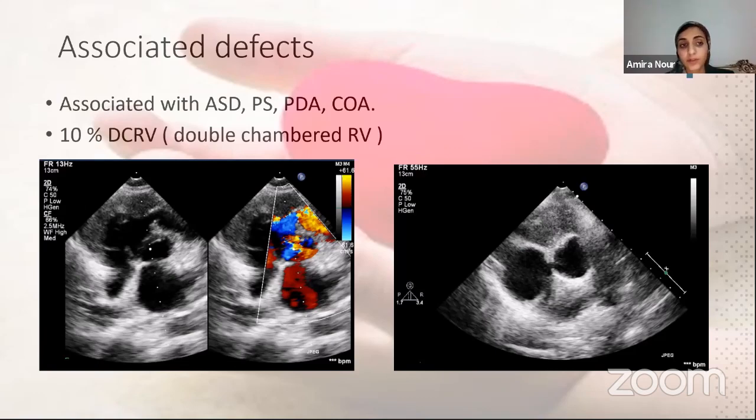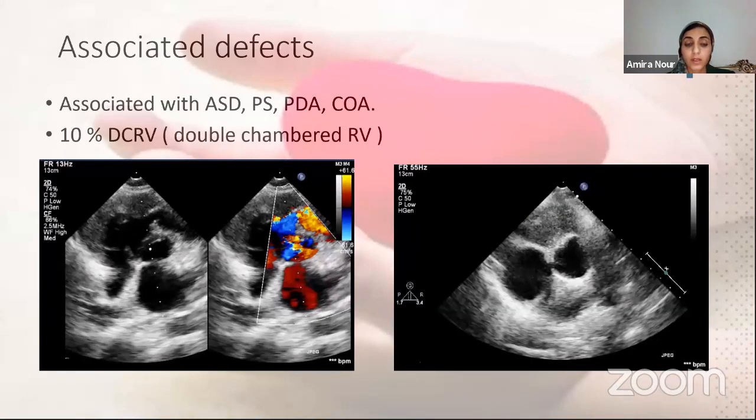I think first, before writing this, you should screen, or search for the PDA meticulously, whether there is a 2D defect, whether you are suspecting it or not. But I think if there is pulmonary hypertension, you cannot exclude whether there is a PDA or not.